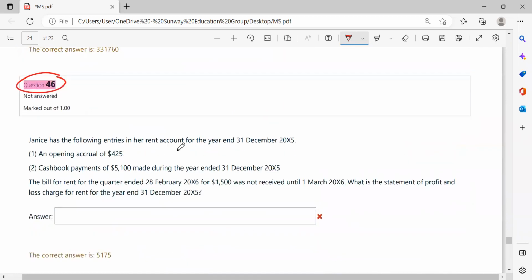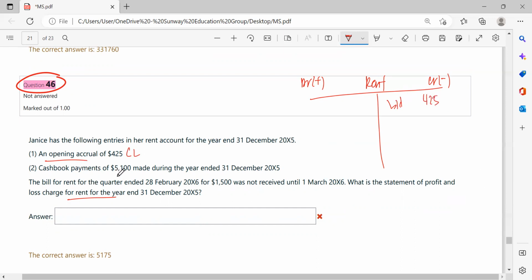Moving on to question 46. Janice has the following entries in her rent account for the year ended 31st December. What is the profit or loss charged for rent for the year? In that case, I will just open a rent account. It's an expense, so debit increase, credit decrease. I will move on with steps. Start with the opening balance, so opening accrual. We know this is a current liability, so balance b/d on the credit side.